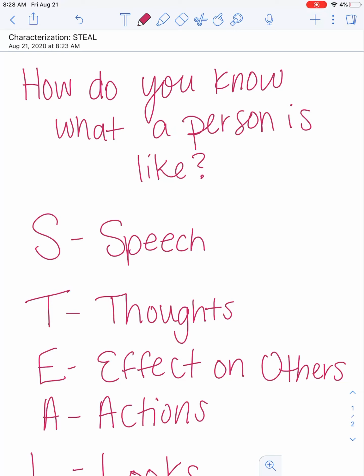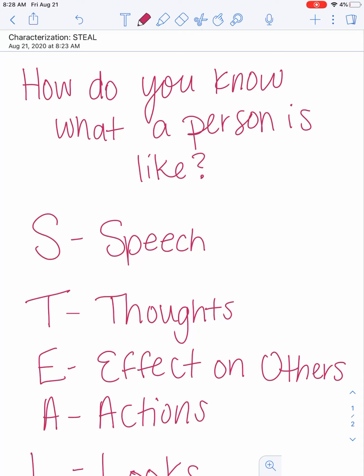Today, really quickly, I want to talk about some characterization things that should be a quick review for you. So, the question when you're thinking about characters is how do you know what a person is like? What do you have to pay attention to know what a person is like? That is true in real life and in books.